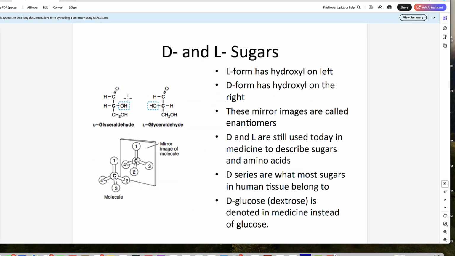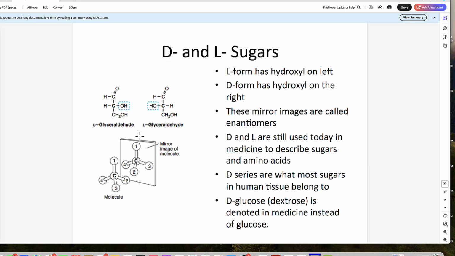Okay, so here we have D-glyceraldehyde, L-glyceraldehyde. Notice on the D-glyceraldehyde, it's on the right side, L-glyceraldehyde is on the left, and these are mirror images of each other. If you were to take a mirror and put it in between the two, they are mirror images of each other. The L form has the hydroxyl group on the left, the D form has the hydroxyl group on the right.